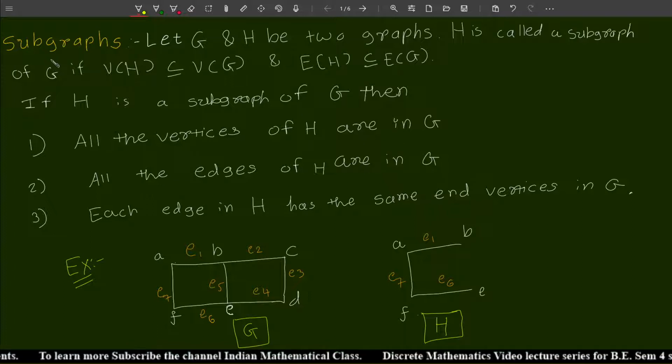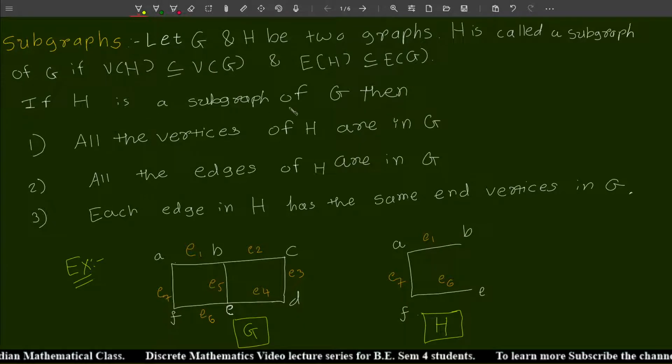Today we are going to discuss subgraphs, spanning subgraphs, vertex disjoint subgraphs and edge disjoint subgraphs. So let us first discuss what a subgraph is. Let G and H be two graphs. H is called a subgraph of G if the vertex set of H is contained in the vertex set of G and the edge set of H is contained in the edge set of G.